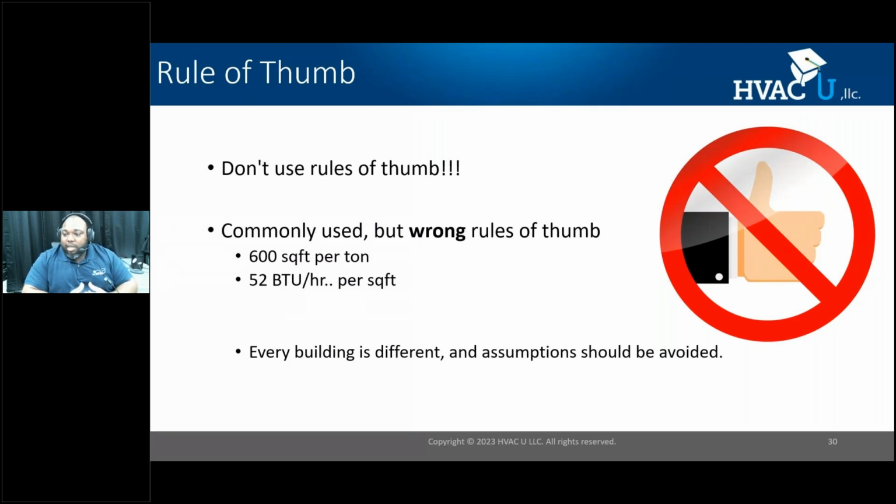Another common rule of thumb that many contractors learned growing up, kind of tribal knowledge, was 52 BTUs per hour per square foot. And I've seen a lot of contractors actually take this number and design furnaces that way. And we'll crunch the numbers. If a building has attic insulation and wall insulation, we're going to see quite the contrast. All right. So every building is different. You have to look at that building, and assumptions should be avoided at all costs.